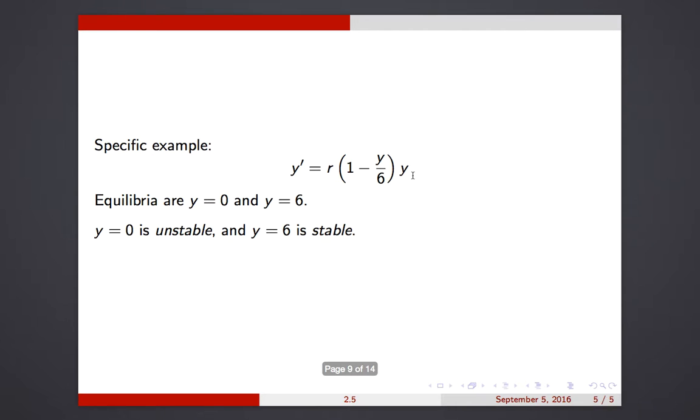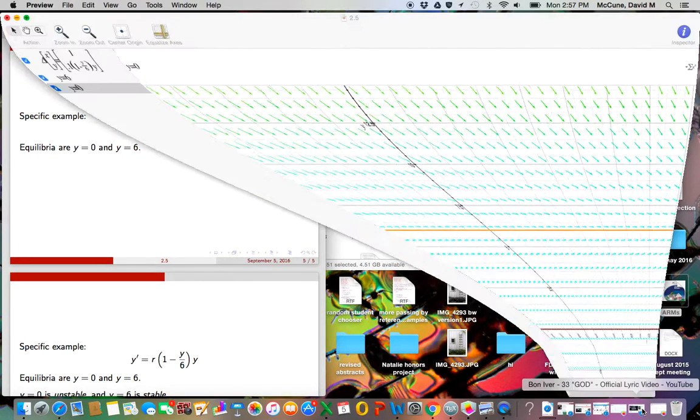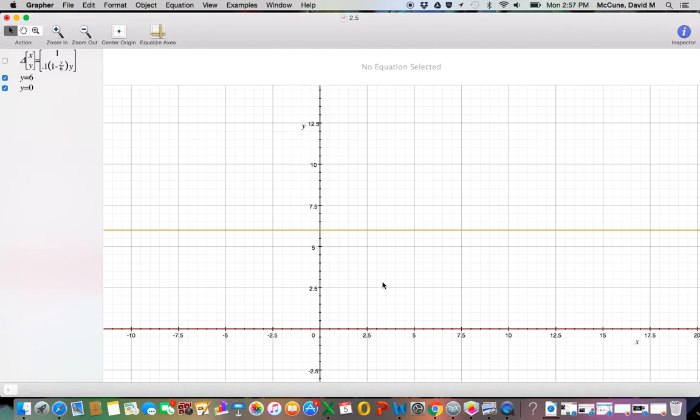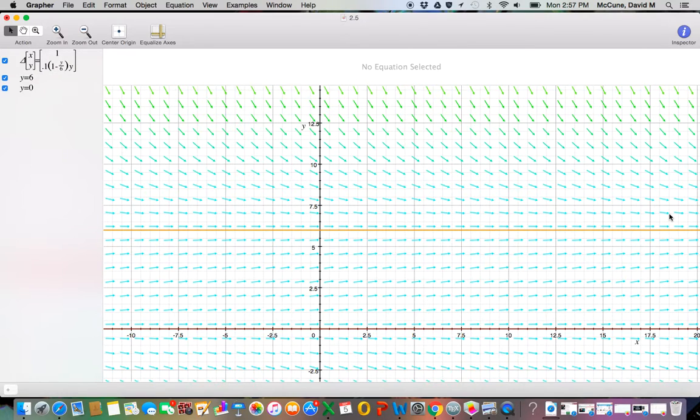So let's look at a picture of this before I move on. Let me just graph the two equilibria first. There's y equals 6, there's y equals 0. Now let me turn on the slope field of that DE. That's kind of messy. Okay, so you'll notice in the slope field a couple of things are happening.